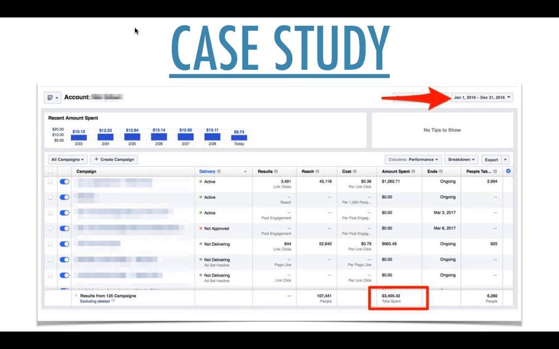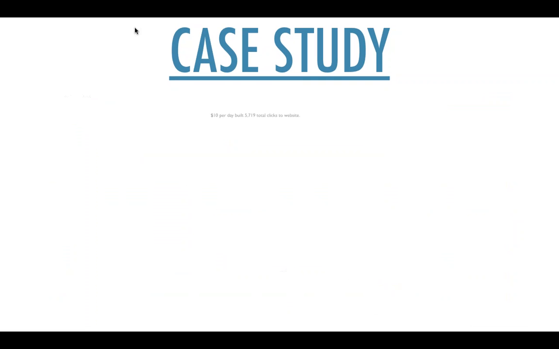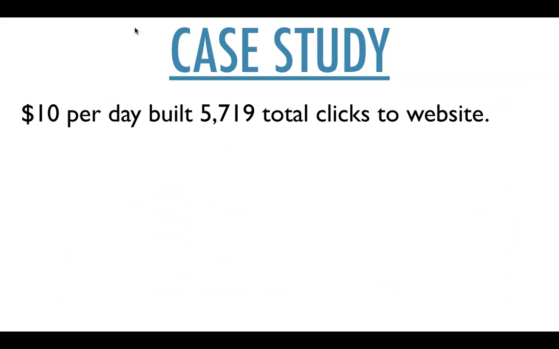So this is actually a screenshot. You can see up in the top right-hand corner, got a big red arrow there. It's January 1st, 2016 to December 31st, 2016. So the entire year of 2016. And in this particular Facebook advertising account, we spent $3,405.42. All of this traffic was generating mortgage leads. So this was all traffic specific to mortgages. And here is how this campaign broke down.